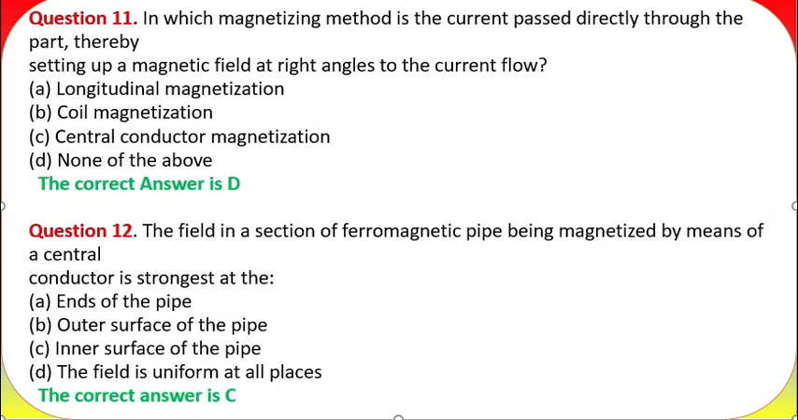Question 12. The field in a section of ferromagnetic pipe being magnetized by means of a central conductor is strongest at the: A. Ends of the pipe. B. Outer surface of the pipe. C. Inner surface of the pipe. D. The field is uniform at all places. The correct answer is C.